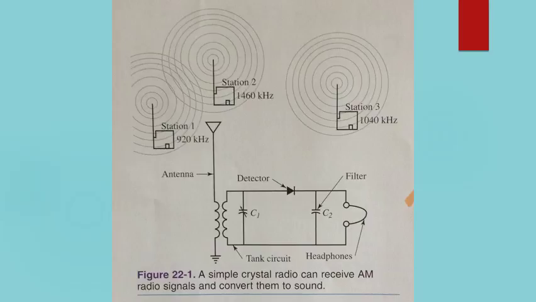For example, if we wish to tune in to station 1, the capacitor is varied until the resonant frequency of the tank circuit is equal to 920 kHz. Receiving a frequency of 920 kHz will cause the greatest voltage drop across the tank circuit. The other frequencies, the 1040 station 3 and 1460 station 2, will not produce a large voltage drop across the tank circuit. The detector rectifies the radio signal to a pulsing DC signal.